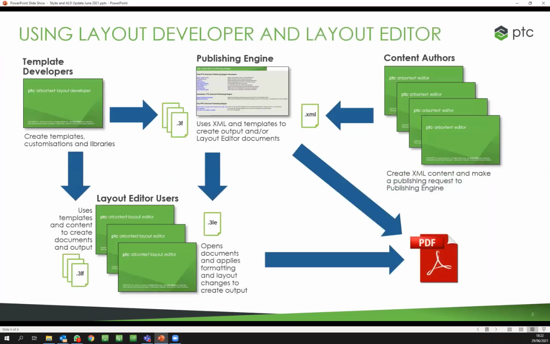This graphic here really shows where we see Layout Editor fitting into the rest of what we do. Up in the top left, we have Layout Developer. So people will create templates either for Publishing Engine or for Layout Editor or for Layout Developer. If they're going to use Publishing Engine, content would be provided by Arbortext Editor. You make a publishing request to Publishing Engine that would use the template, and you could churn out from there a Layout Editor file, which Layout Editor users can then open up on their desktop, tweak the finished article to make it look absolutely perfect, and then publish their PDFs from it.